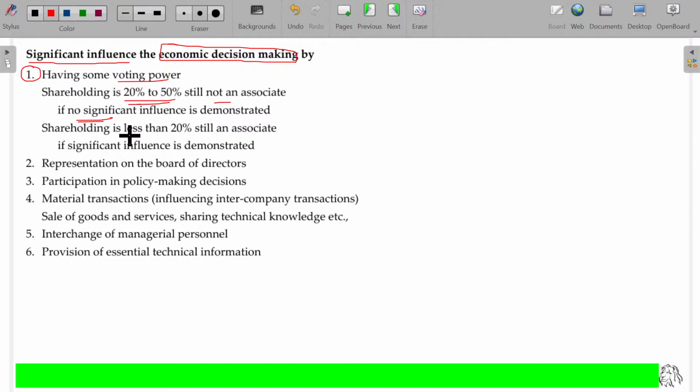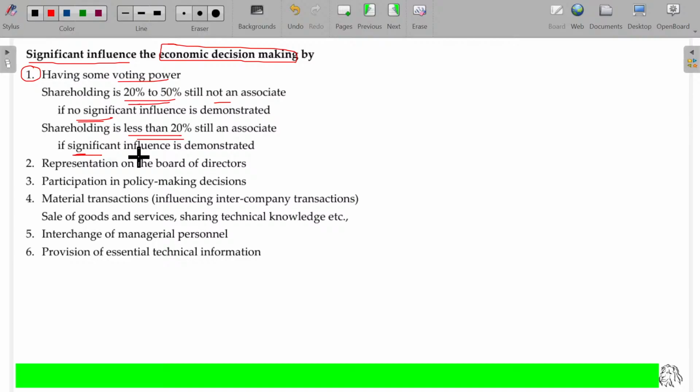Shareholding is less than 20 percent, still an associate if significant. Even though I have 15%, if I am still able to influence the other company, then it is called significant influence. If nothing is stated, very simple, 20 to 50 will be considered significant influence, but not necessarily. Read the questions carefully to see whether the holding really signifies this term correctly or not.